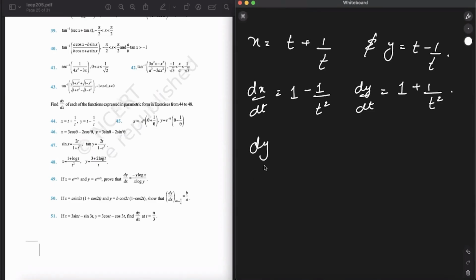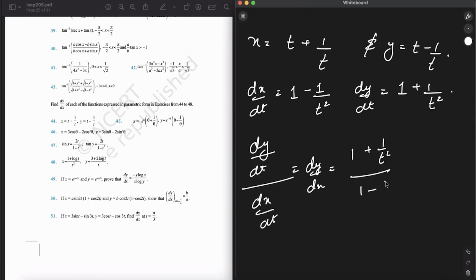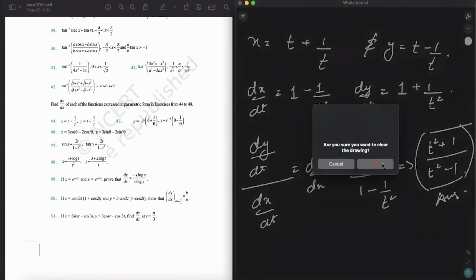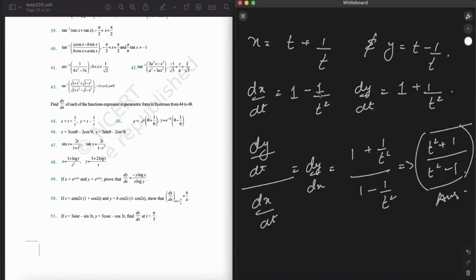dy by dt whole divided by dx upon dt is nothing but dy by dx. So it is dy by dt, 1 plus 1 upon t square, over 1 minus 1 upon t square. So I can write it as t square plus 1 over t square minus 1. This will be your answer. Now moving on to the next question.